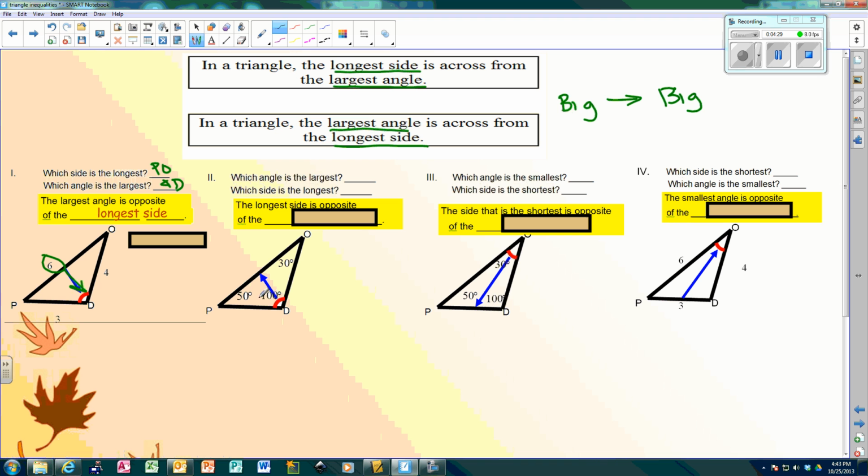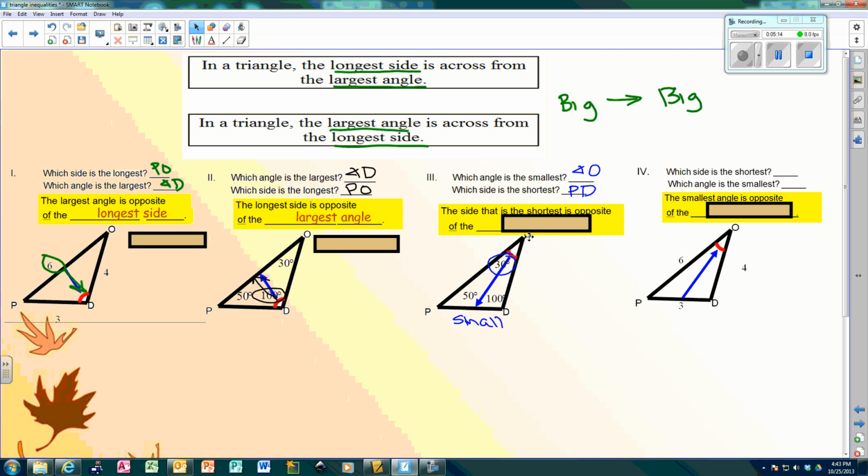Okay, now looking at the picture, which angle is the largest? Since 100 is the biggest number, angle D is the largest angle. Look across, and PO is the longest side. So the largest side is opposite the largest angle. That same thought goes with the smallest. Since 30 is smallest, that is angle O, and across from angle O is PD, which means that is your smallest side. So the side that is the shortest is opposite the smallest angle.